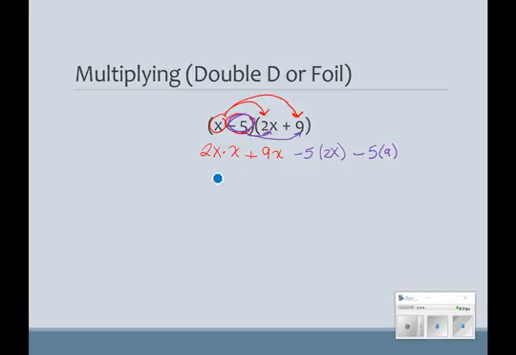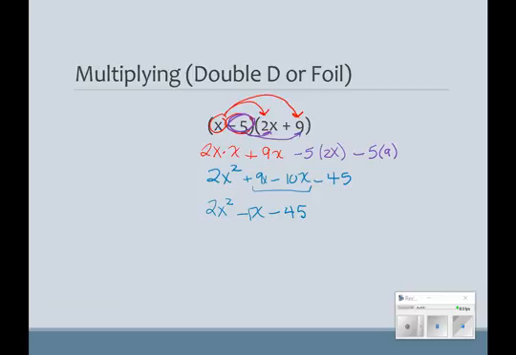So 2x times x is 2x squared. Then we've got plus 9x. Negative 5 times 2x is negative 10x. And negative 5 times 9 is negative 45. We're not quite done because we need to combine our like terms, which are here in the middle. So 2x squared minus x minus 45. It's minus 1x. We don't have to have that 1.